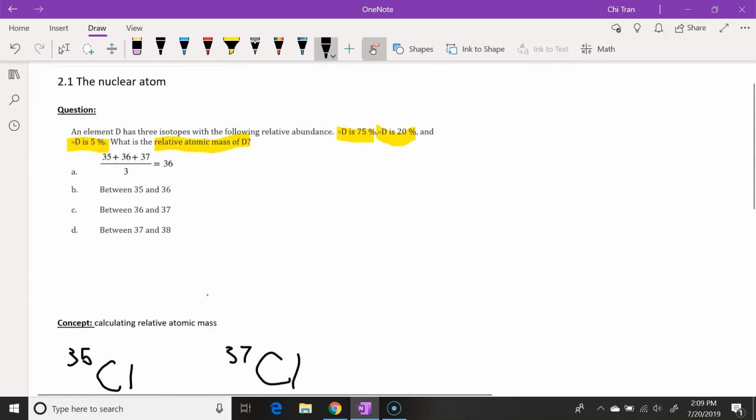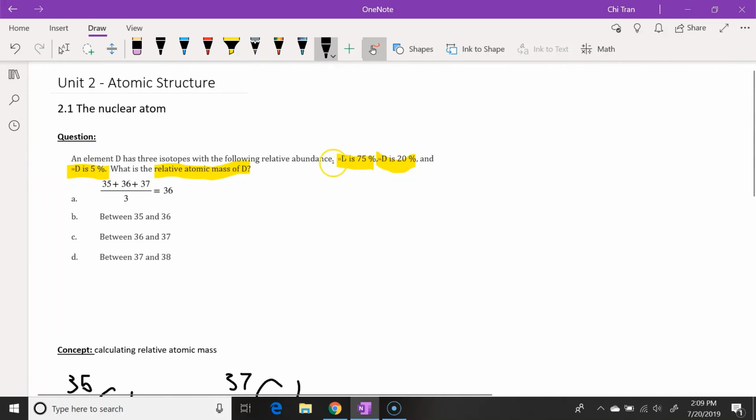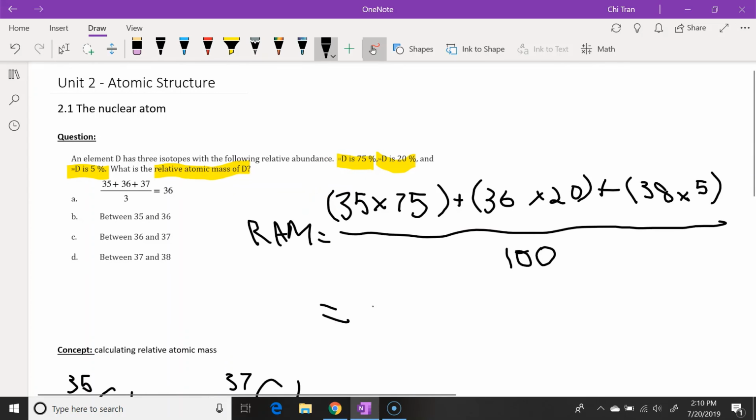Going back to the question, we can do the same calculation as we did in the example, and we would get an answer of 35.35. And so our final answer is B.